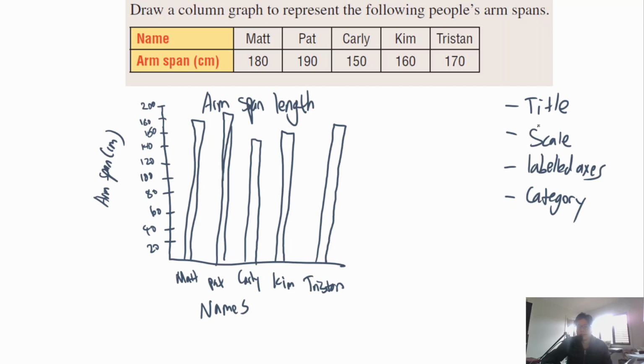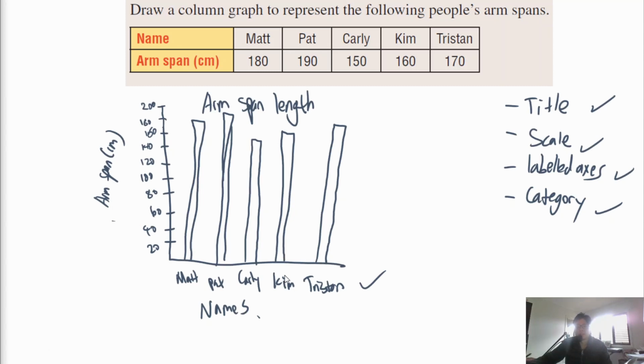So we have the title, yep. Just up here, we have the scale on the left there. We have the labeled axes there and there. And also we have the categories labeled as well. So we got all 4 of the key features. Give yourself a tick if you got something along these lines.